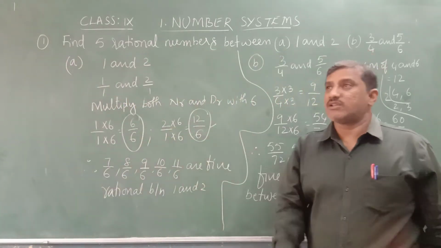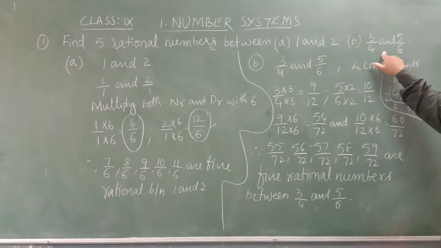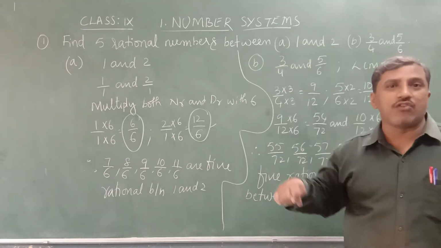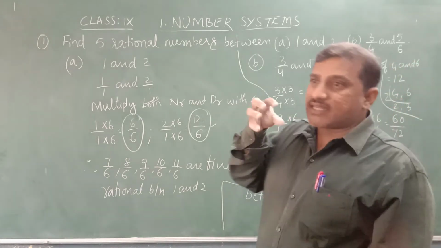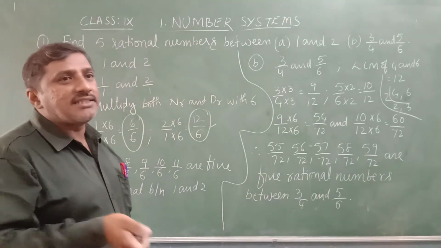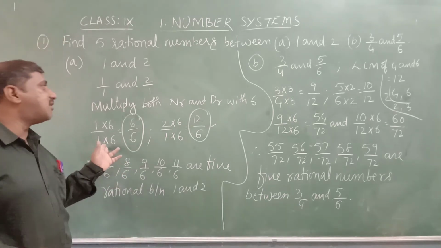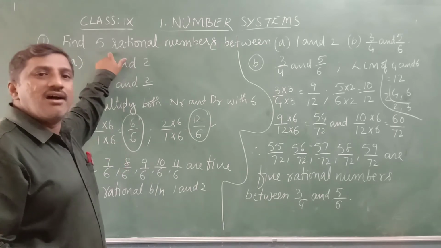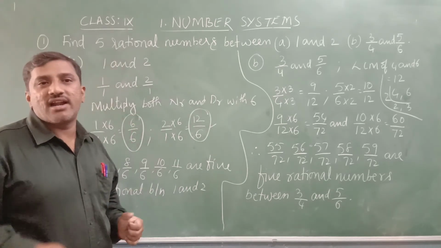So here we have two cases. Case 1, the numbers are not in the P by Q form. Case 2, the numbers are in the P by Q form. If they are not in the P by Q form, convert them to the P by Q form, that is fractional form. Then identify whether the denominators are the same or not. If they are the same, identify any number with the same denominator between them. If not, multiply the two rational numbers with one more than the number of required rational numbers to get the same denominator, and we can find the required rational numbers.